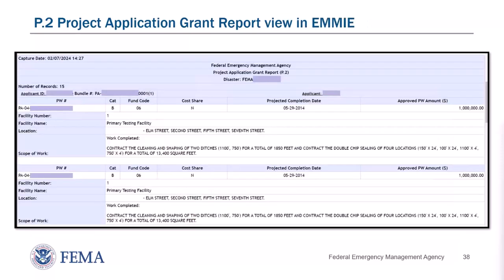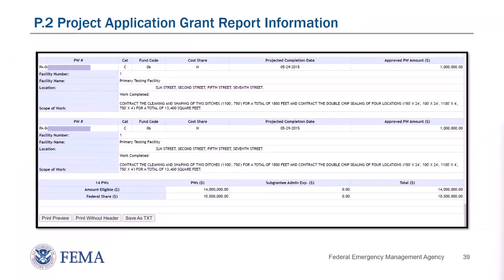So this is what the P2 looks like in EMMIE. When you scroll down in the report, you can find additional information and totals.